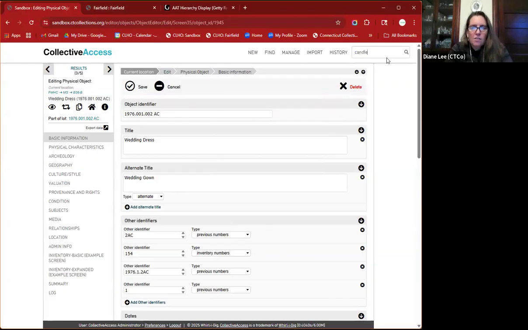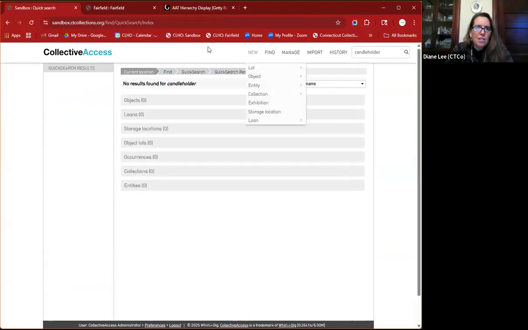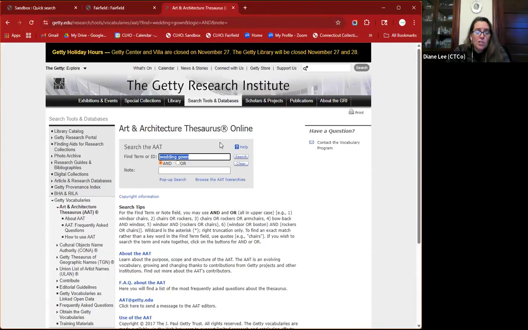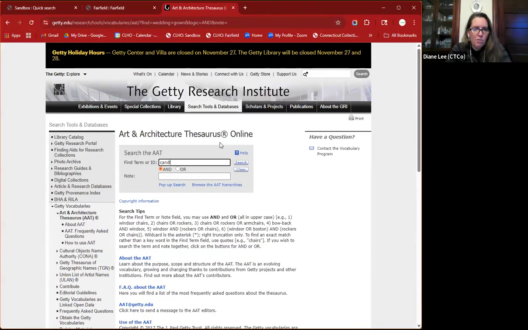I have a candle holder. Gee, nothing shows up. Is this one word or two? Maybe I'm doing it wrong. Let me look it up in Getty and see if this is supposed to be one. Oh, I just had a good one last week too, and now I can't remember it, that I really wasn't sure.